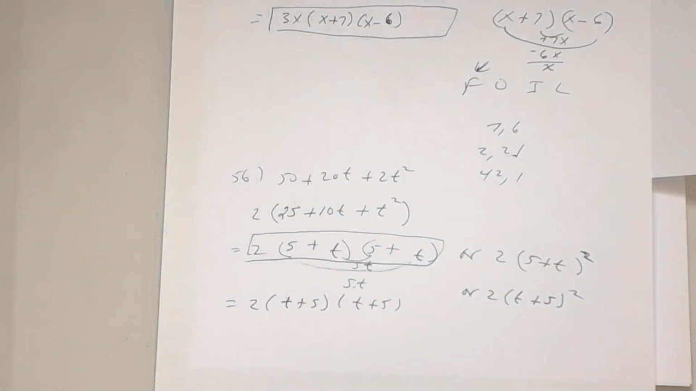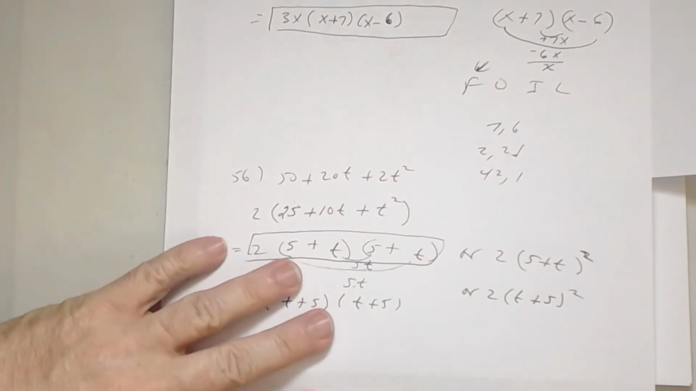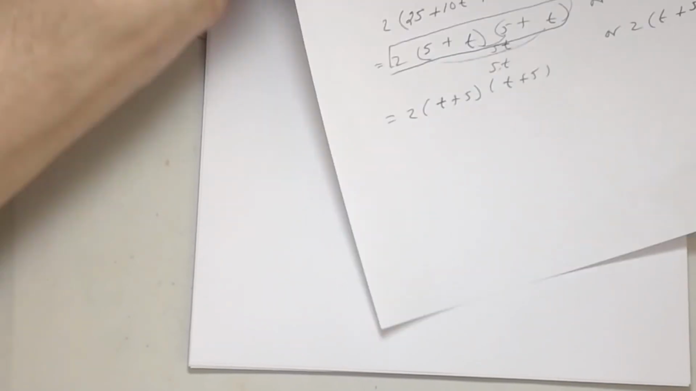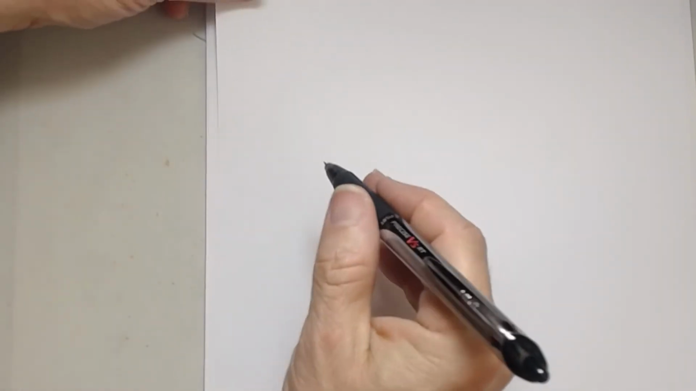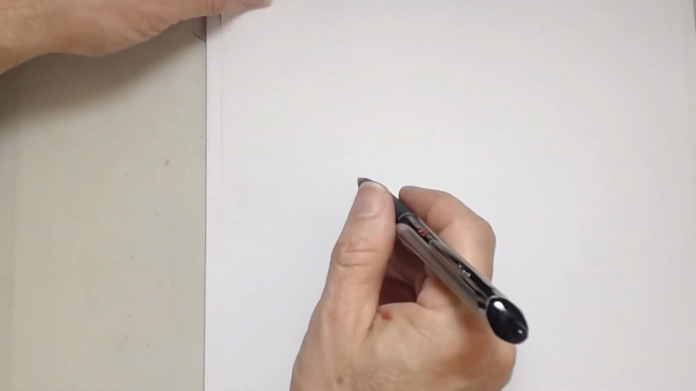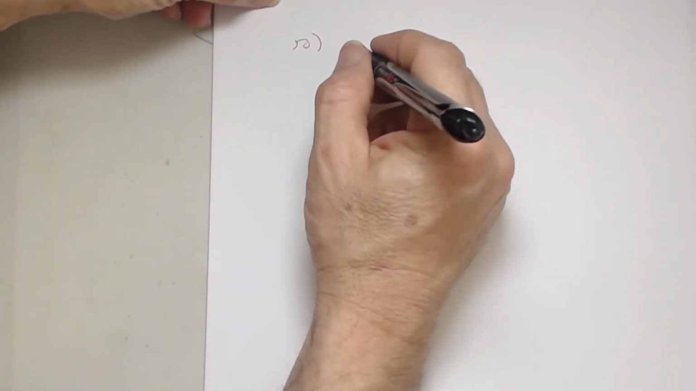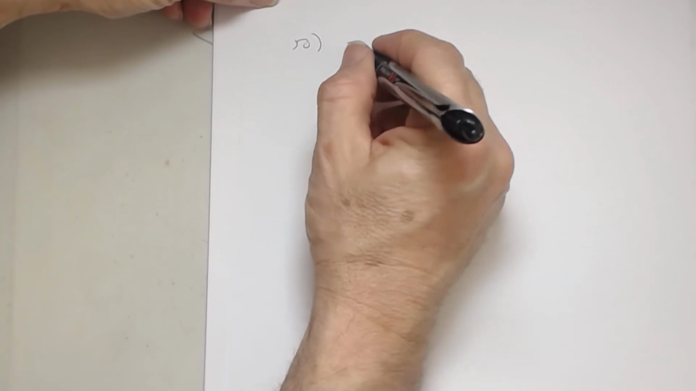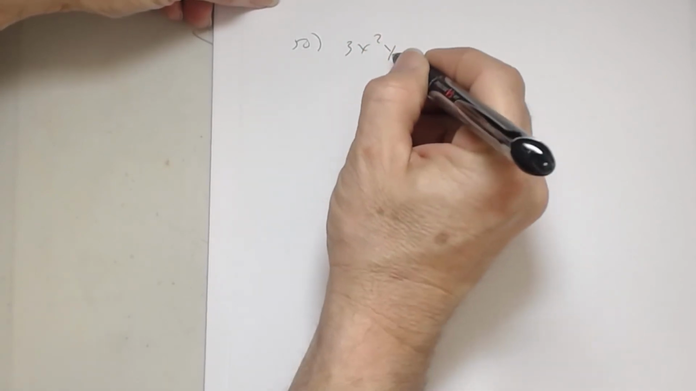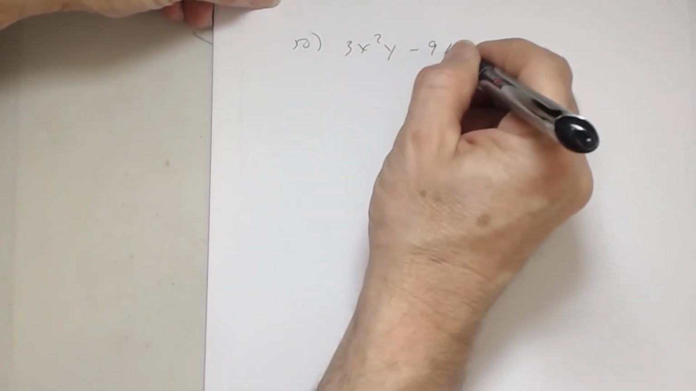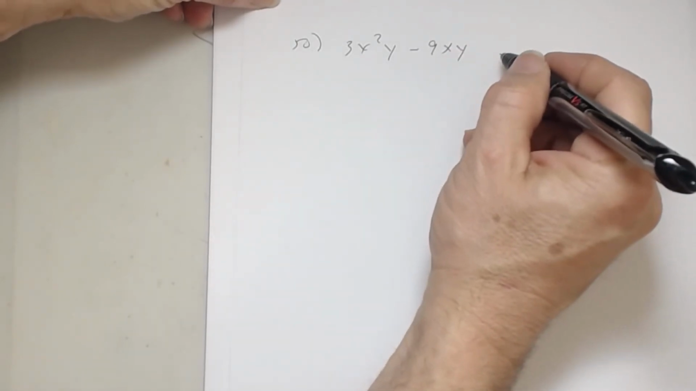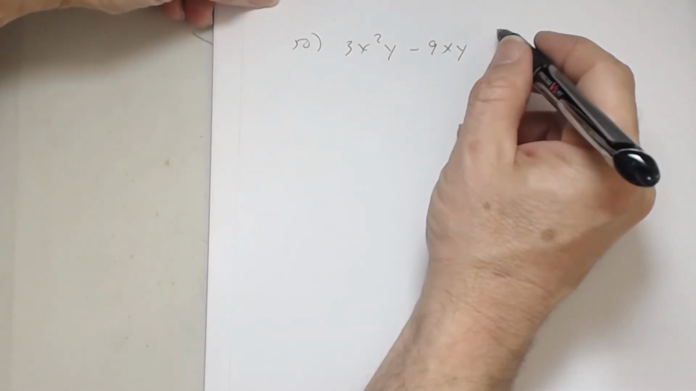Okay, let's look at one more, and I'll give you a worksheet to work on. I think I may have to do two more because on your MyMathLab they may ask you this. So let me do two more. But here's one of them. This is number 50. You have 3x squared y minus 9xy plus 45y.